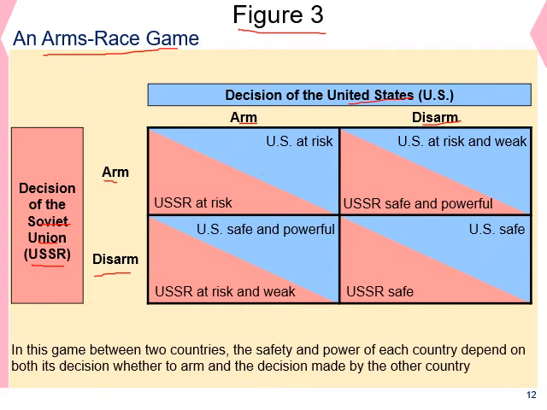If both the USSR and the U.S. arm, in that case both countries will be at risk, which is the dominant strategy and might happen. On the other hand, if both countries decide to disarm, both countries will be safe, and the outcome would be good for society. But this is the better outcome; the other is the Nash equilibrium outcome.